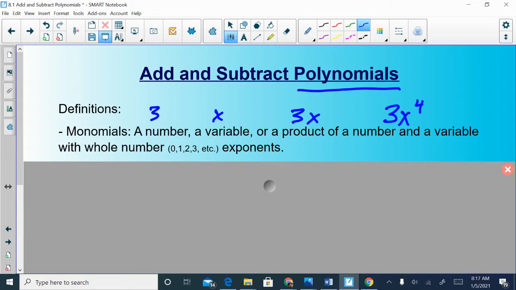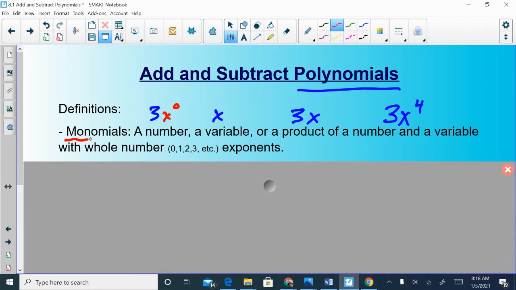So what we're looking for is a number, a variable, the product of a number and a variable, or the product of a number and a variable that may have whole number exponents. It's worth noting, I think, that this is a whole number exponent, right? If it's just x, this has an exponent of 1. And if it's just a number 3, we could think of this as 3x to the 0th power. Because remember, anything to the 0th power is 1. So in red here, this is just 1, and 1 times 3 would just be 3. So any of these is considered a monomial.